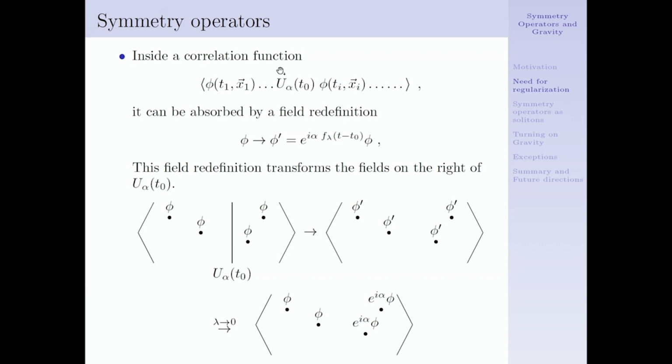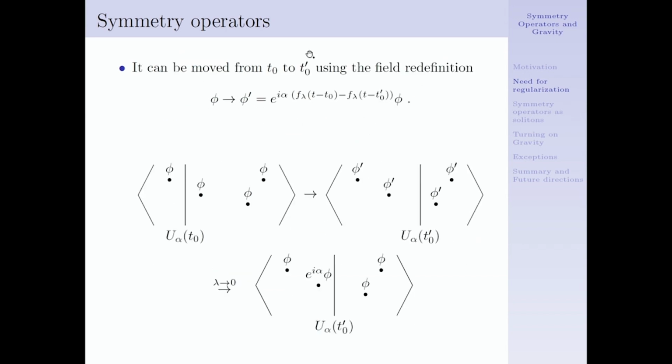We can use a similar field redefinition which corresponds to taking U to the left and acting on the bra vacuum. It's very similar, just put a minus sign here and also change the argument of f to T0 minus T. There is also an analogous field redefinition that just moves U slightly. In this example, it's just this field redefinition. I'm claiming that it corresponds to just passing U through one field. And in the lambda going to 0 limit, again, we get the expected result, where we only transform the field that we cross, and everything else stays the same.